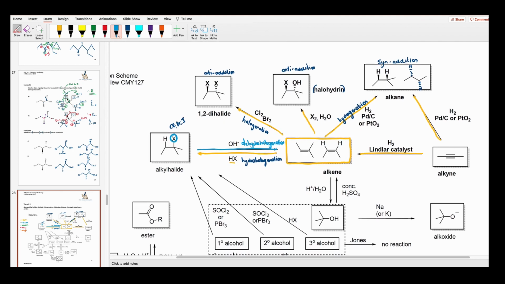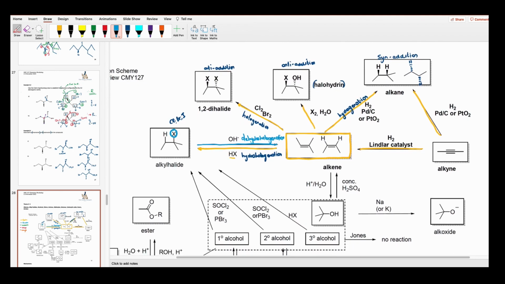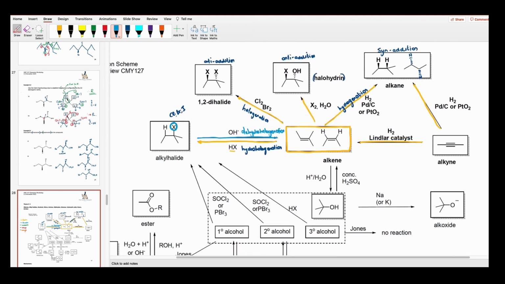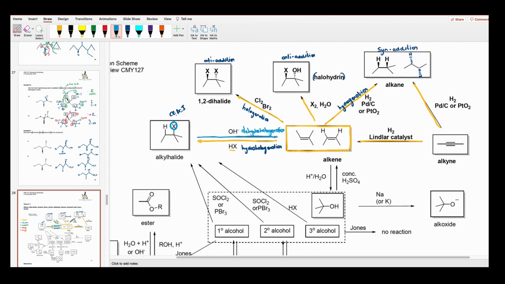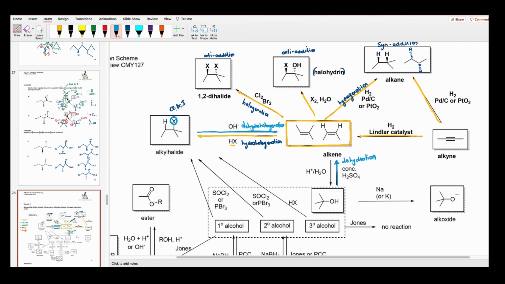And the only other elimination reaction that we talked about was when we have an alcohol and we're eliminating the OH group with sulfuric acid, concentrated sulfuric acid, and that is when we do a dehydration. That's the only two elimination reactions on this entire map.